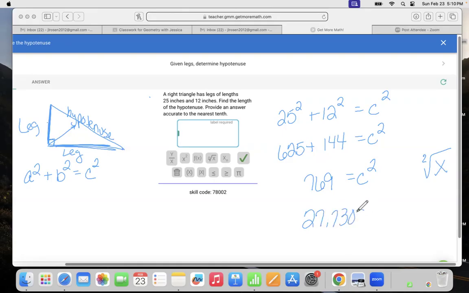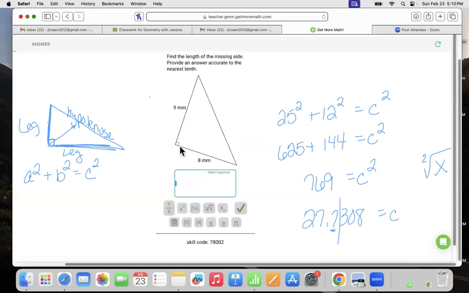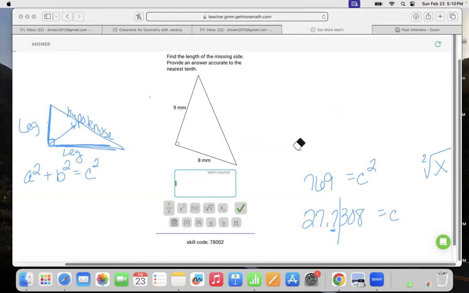27.73. And I'm not going to write the whole thing out, right? Because now we know we're going to round. So this is my 10th place. The number behind that is not 5 or bigger, so my answer is simply going to be 27.7. But remember, it requires that label. So we're going to look up here, it says inches. And there we go. Okay, so when you're finding hypotenuses, the longest part of a triangle, this is how you go about it.